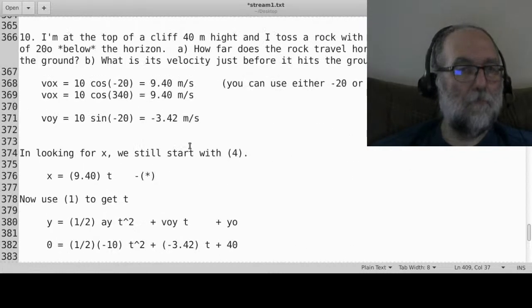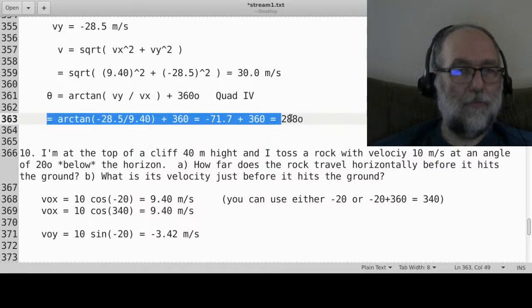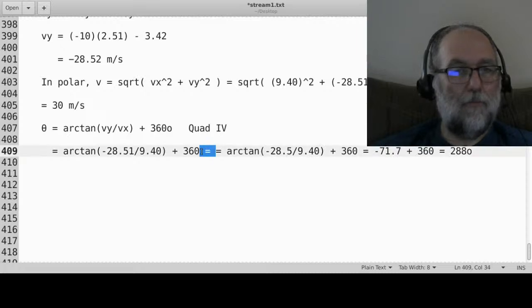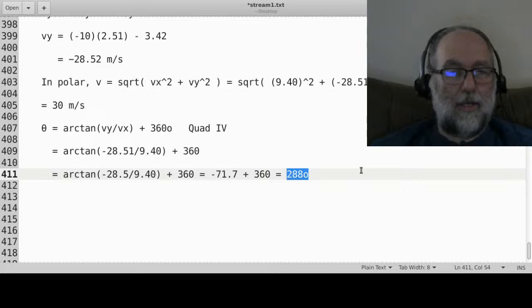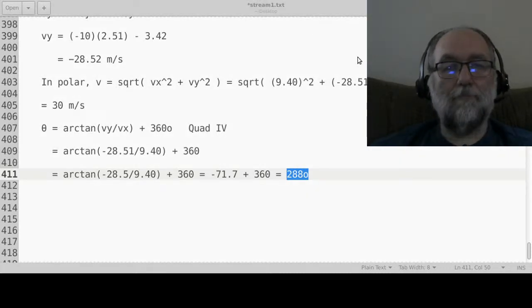Let's go back up here. Yep, it turns out to be the same angle. All right, so some symmetry in the problem. There we go. Okay, it still hits with 30 meters per second and at 28.8 degrees. Okay, so I went a little bit quickly at the end there, but all of the math was kind of the same.